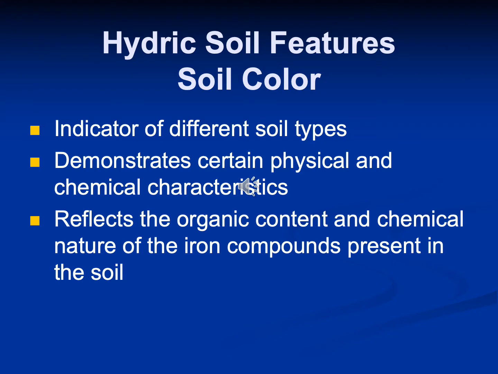So what does soil color tell us? Soil color indicates different soil types. It indicates certain physical and chemical characteristics. It also reflects humus content and the chemical nature of the iron compounds present in the soil.